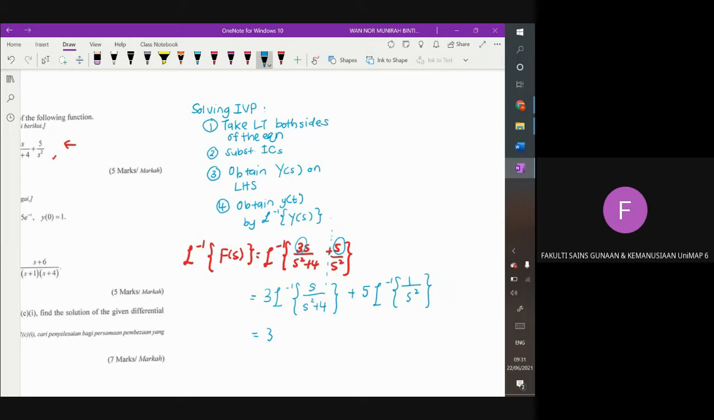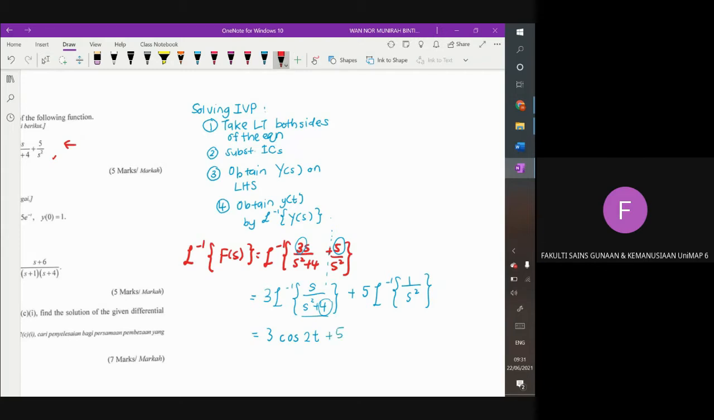We know that the Laplace inverse of s over s square plus 4 is cos at. How do we get a? Here a square equals 4, therefore a equals 2, so cos 2t, plus 5.